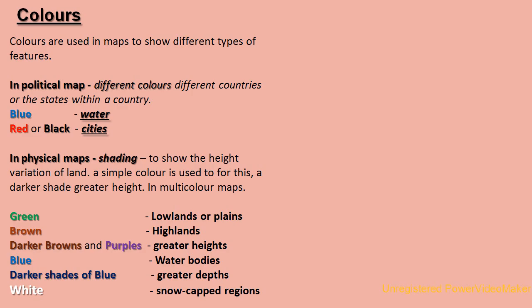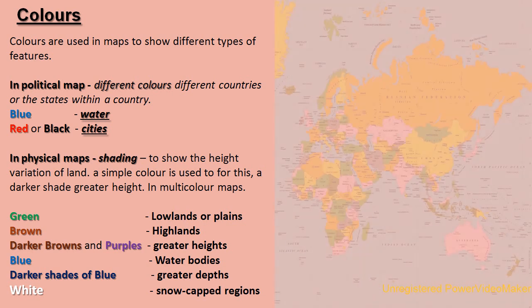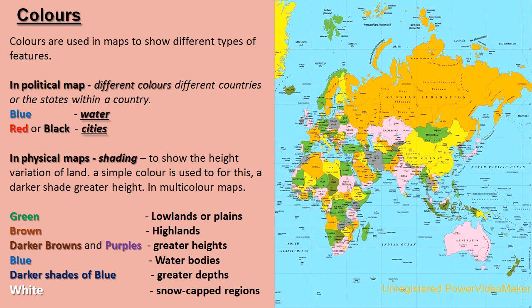Now we came to part 4 of this video. In this part 4, we are mainly going to discuss the colors and conventional symbols. Under part 4, the main topic which we are going to discuss is colors. Colors are used in a map to show different types of features.